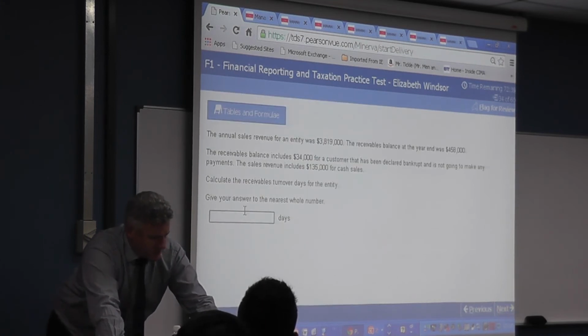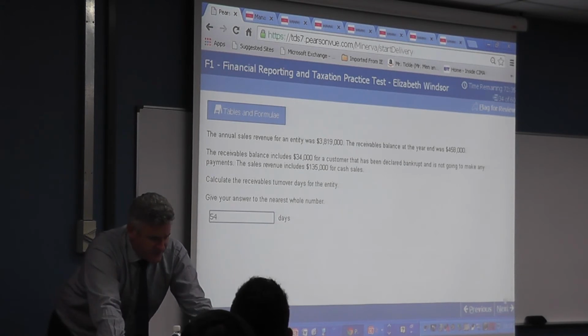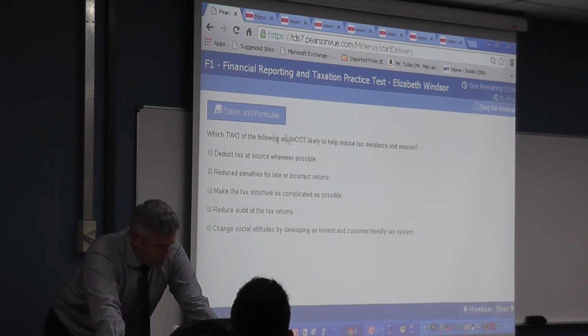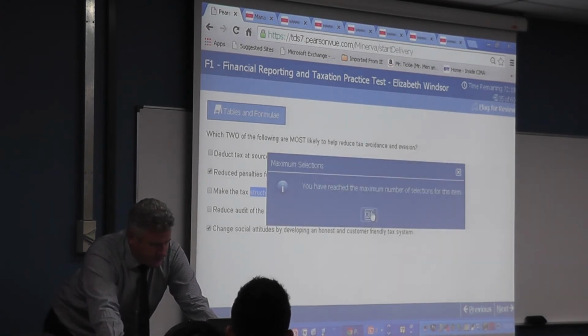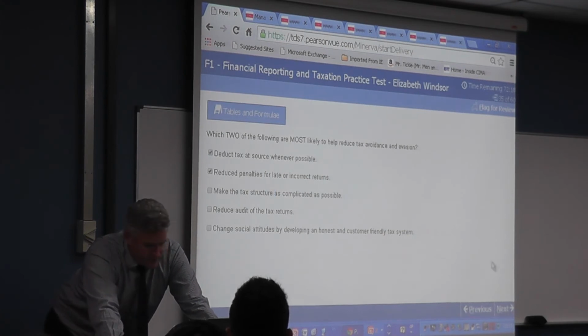34, nearest whole number of days, that must be 54. 2, most likely to help reduce tax avoidance. Make the tax structure complicated, it can't be that. Social attitudes. What? Yeah. Oh, done it wrong. Right, first 2. I'm trying to get 1 or 2 marks in this. Just.